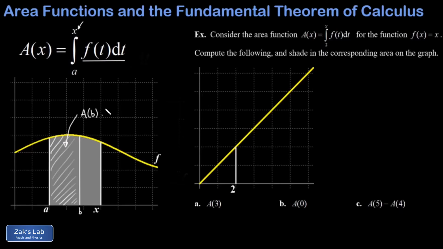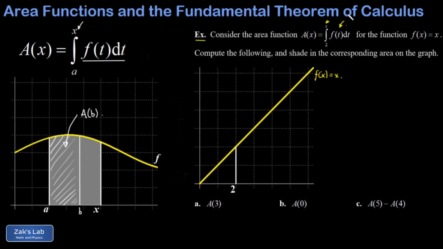To clarify this idea, we work an example on the right. In this case, the inside function for the area function is given by little f of x equals x. And the area function is the area bounded from 2 to x, where x is the endpoint of the interval. Notice again that even though this is the function f of x equals x, when we write down the integral for the area function, we have to use a t in there because x has already been used to represent the right-hand side of the integration interval.